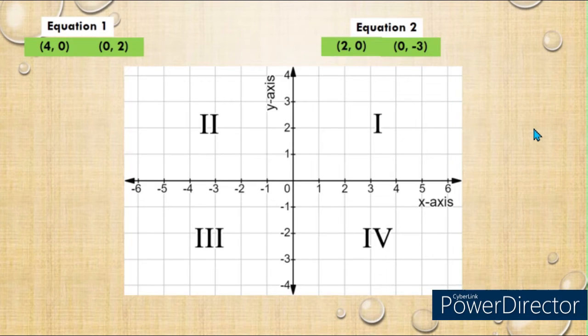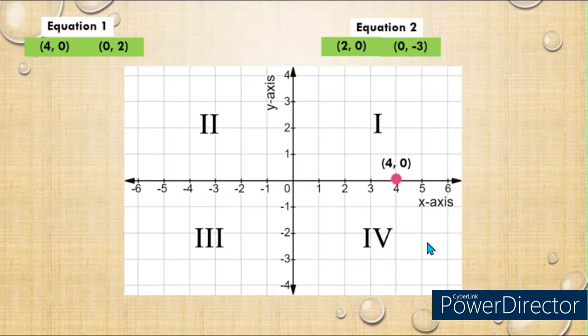Okay, so now let's try to graph equation 1 and equation 2. I repeat, sa equation 1 natin, so we have here x-intercept 4 and 0 and y-intercept is 0 and 2. And sa equation 2 natin, we have the y-intercept 0 and negative 3 and the x-intercept 2 and 0. So, unahin muna natin itong equation 1. We need to plot 4 and 0. So, yung 4 and 0 natin is mahanap natin siya sa x-axis.